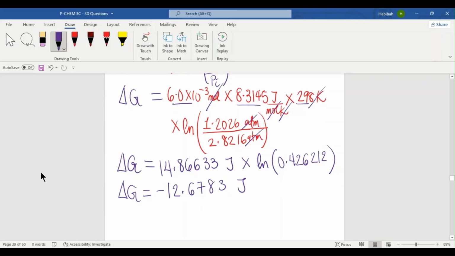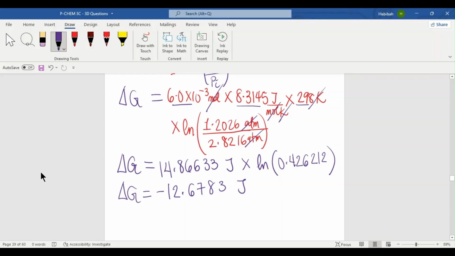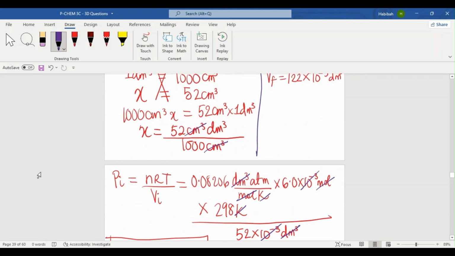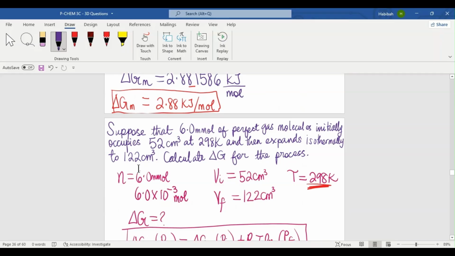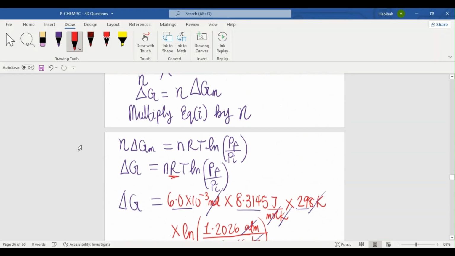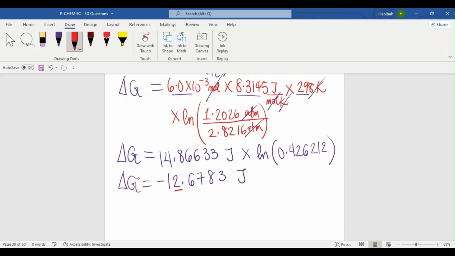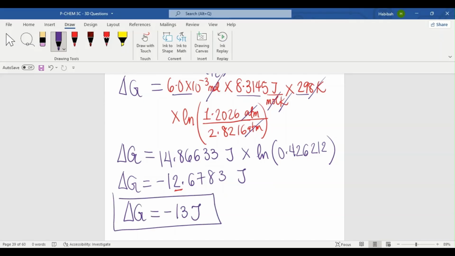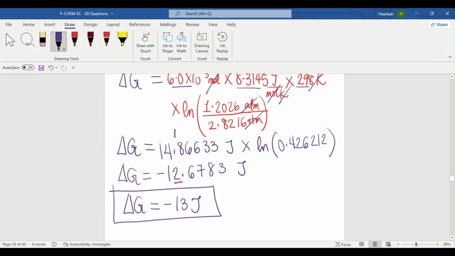But then again, we are chemists and we need to make sure we put in the proper number of sig figs. So we have to go back to our question to see which value has the lowest number of significant figures. We have 2 sig figs here, 2 sig figs here, 3 sig figs here, 3 sig figs here. So the lowest is simply 2 sig figs. So the change in Gibbs energy is going to be negative 13 joules. This is the answer that we're solving for, and that's why we did this whole calculation.